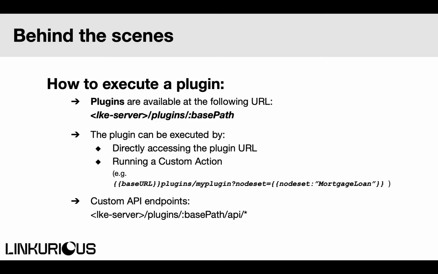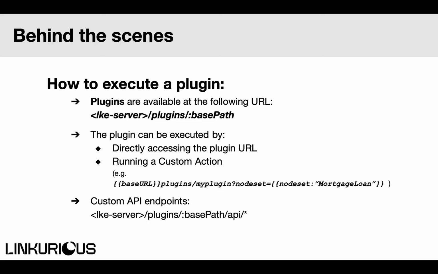When running a custom action, you can of course pass some parameters, like in the example that we have here. Here I'm calling a plugin where the base path is my plugin, and what I'm passing to the plugin is a set of nodes. This set of nodes will contain an array of IDs, and the plugin will have access to these parameters. So it's basically possible to make a dynamic plugin that changes its behavior based on how it's called from a Linkurious Enterprise visualization.